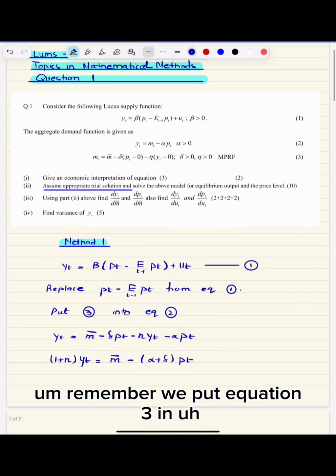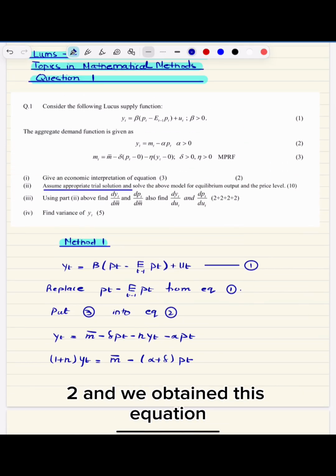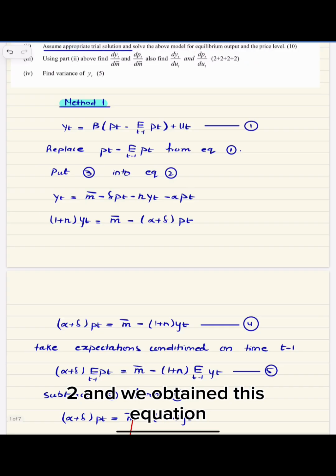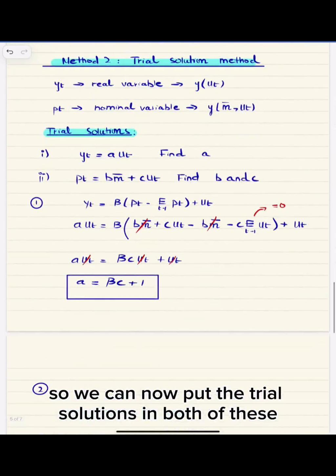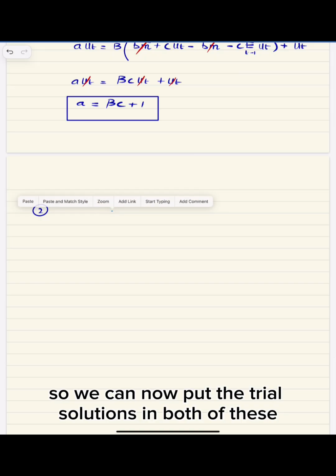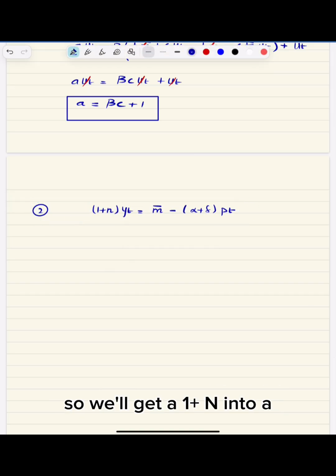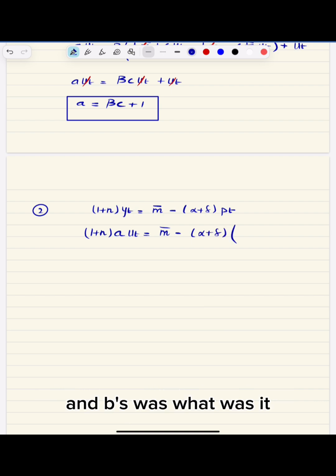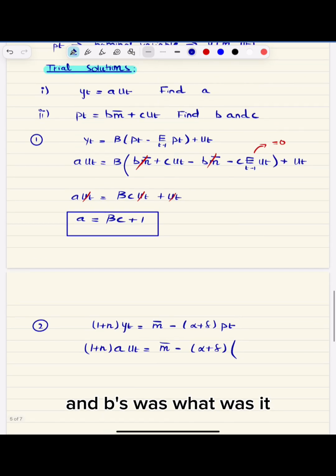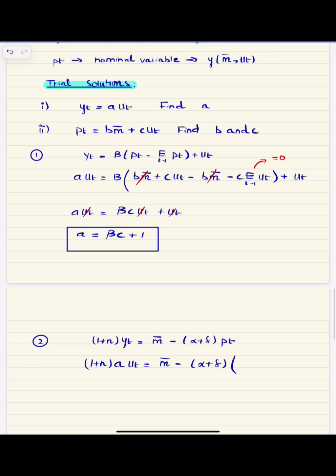Remember, we put equation 3 in 2 and we obtained this equation. Yeah, so we can now put the trial solutions in both of these. So we'll get a1 plus n into aut plus m bar minus alpha plus delta, and b's was, what was it, over here.